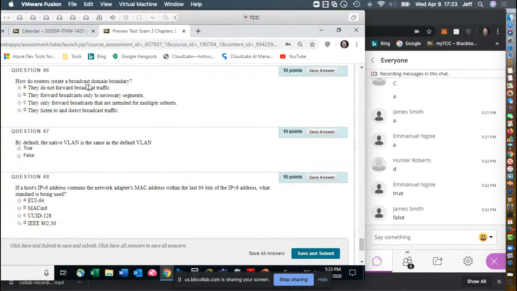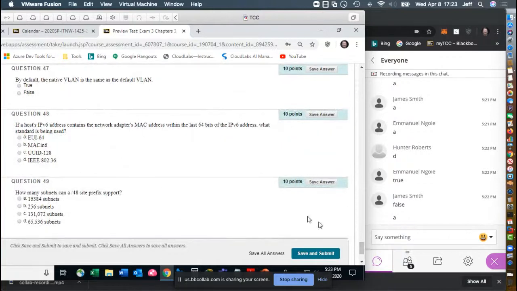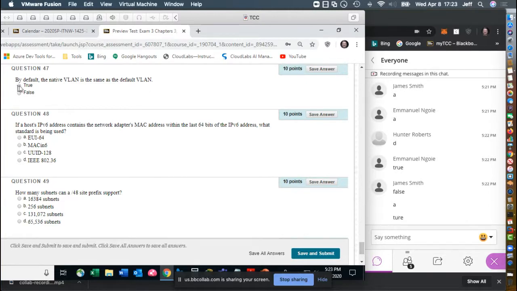How do routers create a broadcast domain boundary? A, right. They don't forward broadcasts, so they're a boundary. By default, the native VLAN is the same as the default VLAN. True. Yep, by default. All right.